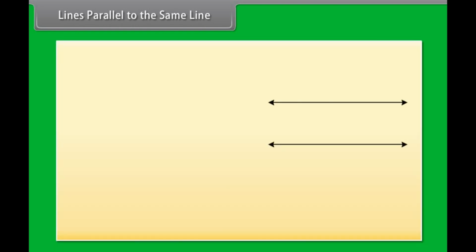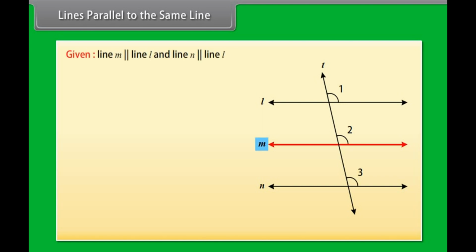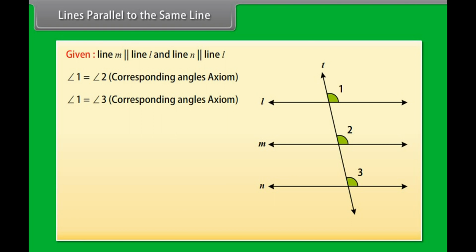Lines parallel to the same line. Let us now check that if two lines are parallel to the same line, then they will be parallel to each other. Look at this figure. Here line M is parallel to line L and line N is parallel to line L. Let us draw the line T as a transversal for the lines L, M and N. It is given that line M is parallel to line L and line N is parallel to line L. Therefore, by using the corresponding angles axiom, we can say that angle 1 is equal to angle 2 and angle 1 is equal to angle 3.